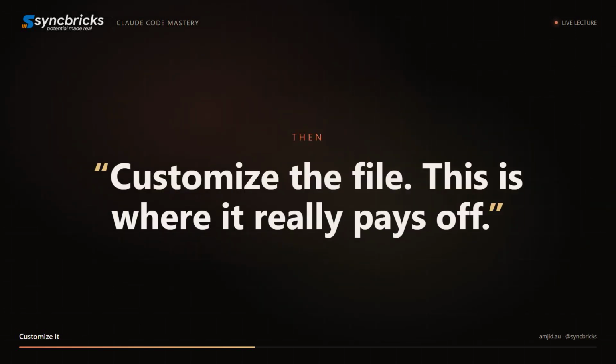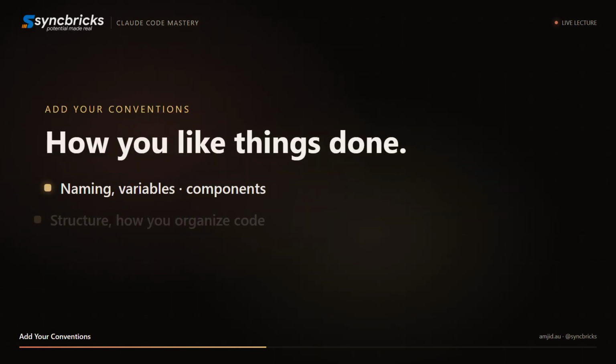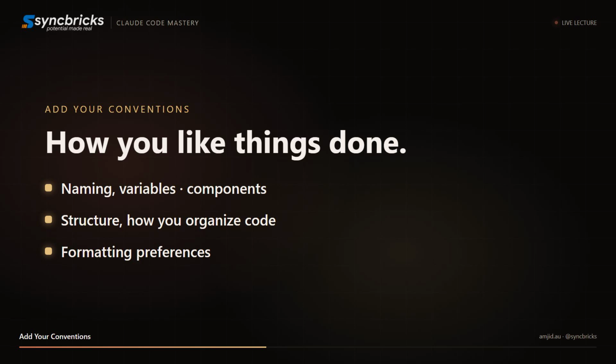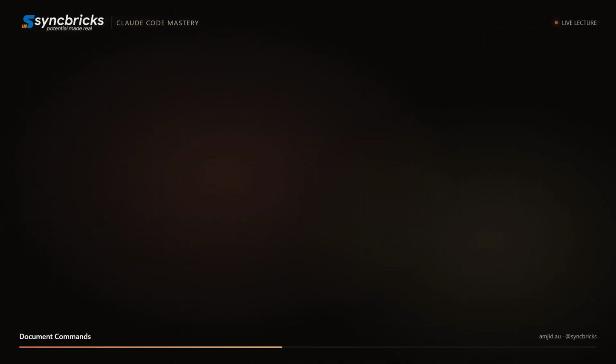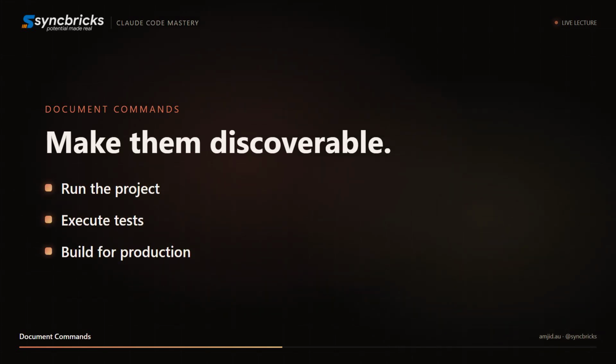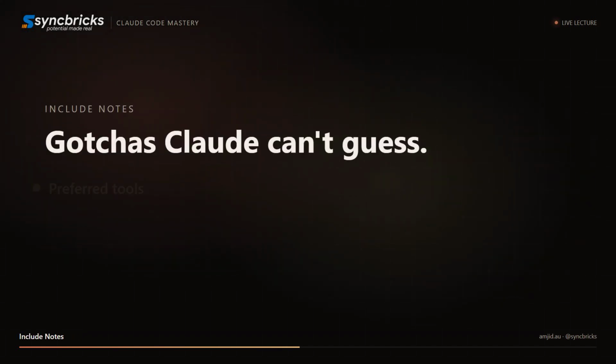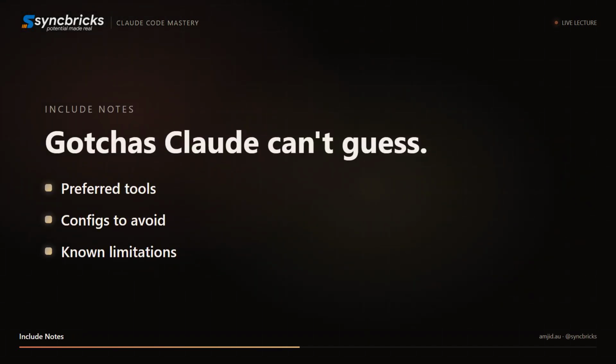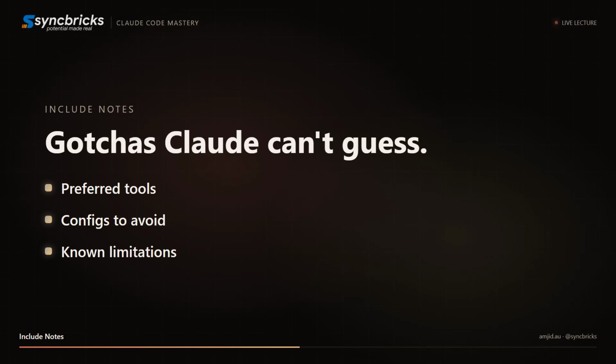You should then customize this file. Add your conventions, define how you name variables, how you structure components, and any formatting preferences. Document important commands such as how to run the project, execute tests, and build for production. Include any important notes. For example, mention specific tools to use, configurations to avoid, or any known limitations.